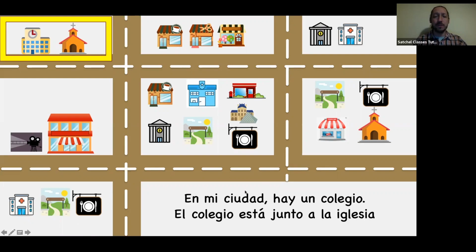So let's see the first one. En mi ciudad hay un colegio. El colegio está junto a la iglesia. Now, just as a hint, feel free to look at the screen. There's going to be a yellow box, a yellow frame that is going to be around the places that I'm talking about. Now, if you have found it, I would like you to try and understand what it means. I'm going to repeat the sentence. En mi ciudad hay un colegio. El colegio está junto a la iglesia. Good. Let's see the next sentence.